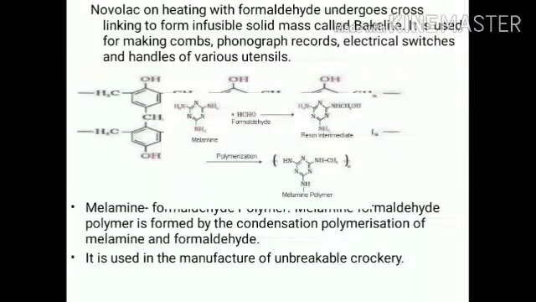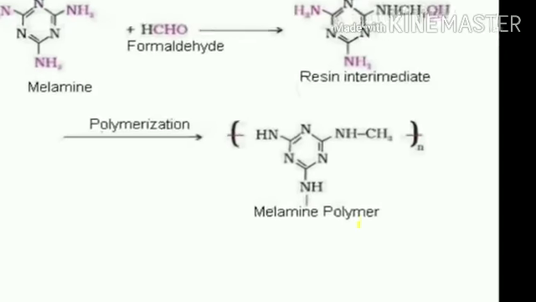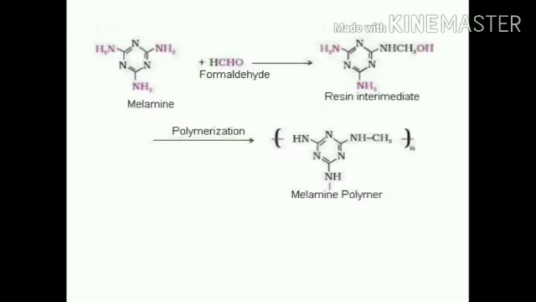Now see the use of melamine polymer. It is used for the manufacture of unbreakable crockery. You can see this unbreakable crockery is formed by the melamine formaldehyde polymer. This is the complete structure of melamine. I will give you the link of the PDF in the description. You can see the description box.